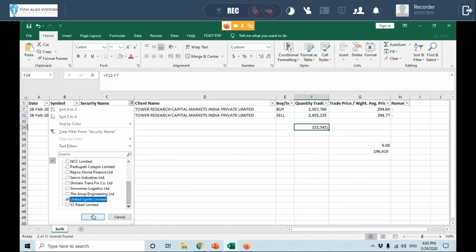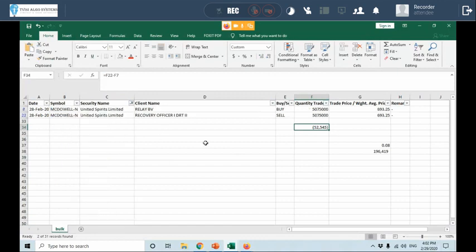United Spirits. Let's see United Spirits. Okay. Now I don't know which this is, is this income tax recovery officer? Debt Recovery Tribunal. Okay, DRT. So why have they sold? It is Mallya's money. Okay, so this is how you can see what is happening.